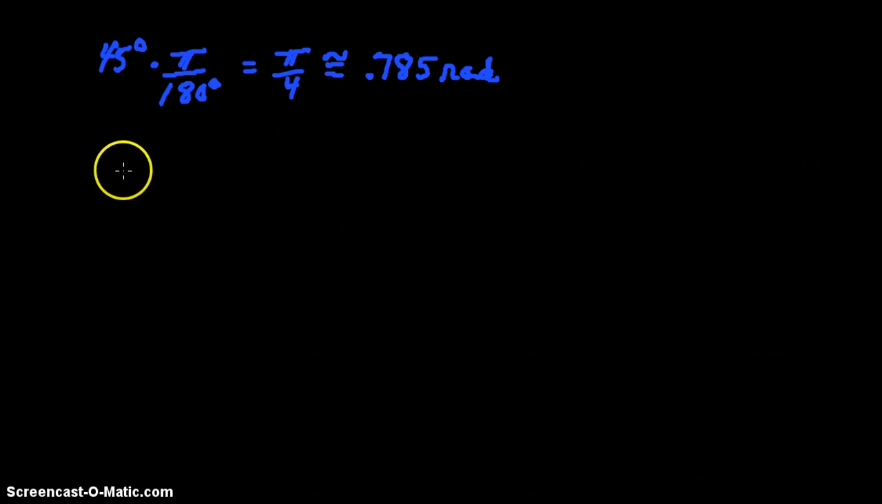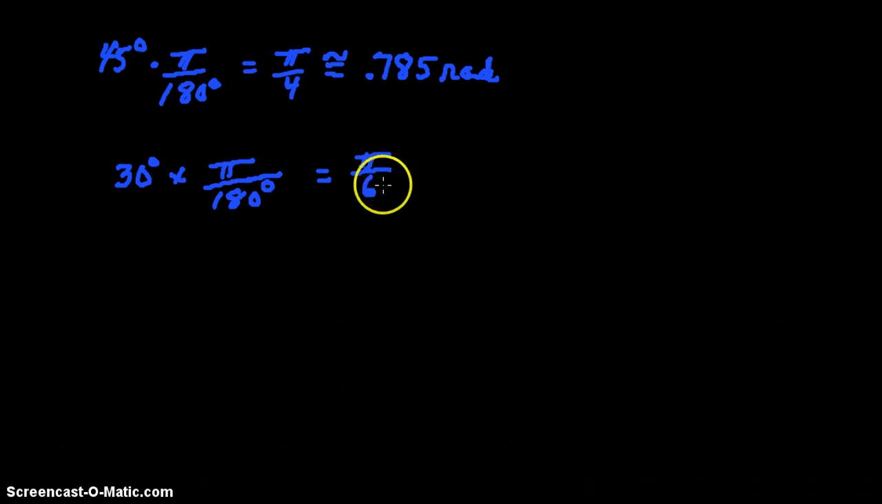Okay, just one more like that. Say you had 30 degrees. So you multiply that by pi over 180. You want to get rid of degrees, so you put the 180 degrees in the denominator and the pi in the numerator. So that turns out to be pi over 6. And then you could do the arithmetic here, divide pi by 6.